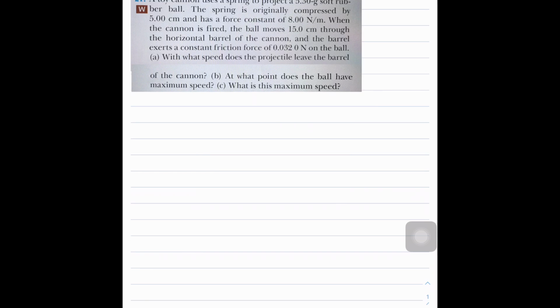Letter A. With what speed does the projectile leave the barrel of the cannon? Letter B. At what point does the ball have maximum speed? Letter C. What is the maximum speed?